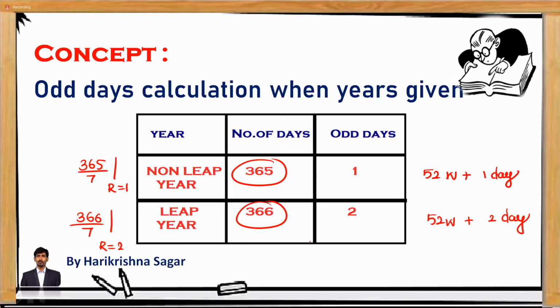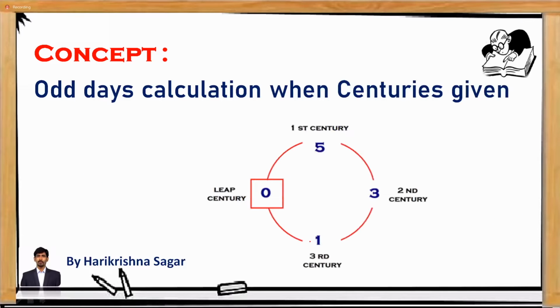That is how we can find out the number of odd days of any particular year. Similarly, we can do the odd days calculation for centuries. The first century will have 5 odd days, the second century will have 3 odd days, the third century will have 1 odd day, and every fourth century will be treated as a leap century and will have 0. Again this cycle will be repeated after the leap century: first century 5, second century 3, third century 1, fourth century 0. This is a cycle which will follow.